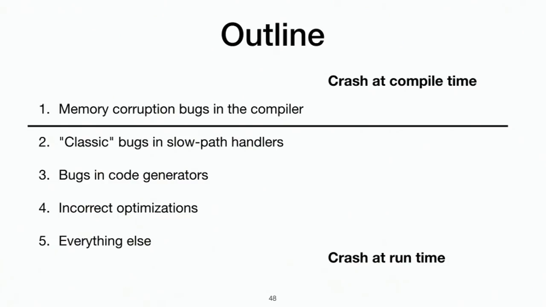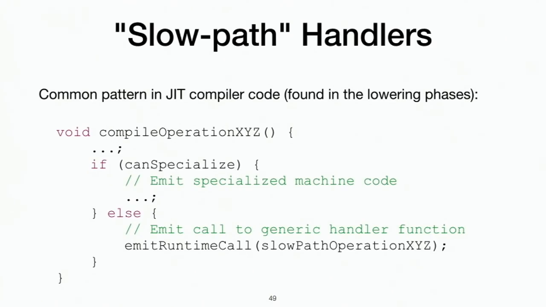You can also divide this like this. So basically, the memory corruption bugs, they would crash at compile time, right? Because the compiler itself has a memory corruption bug, versus all the others, they only crash at runtime, or they produce faulty conditions at runtime, right? So they are a bit more interesting, I think. So let's start with the first one.